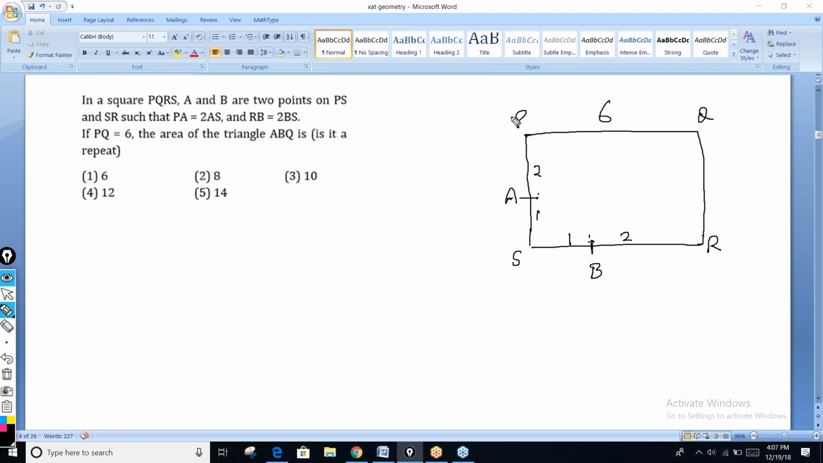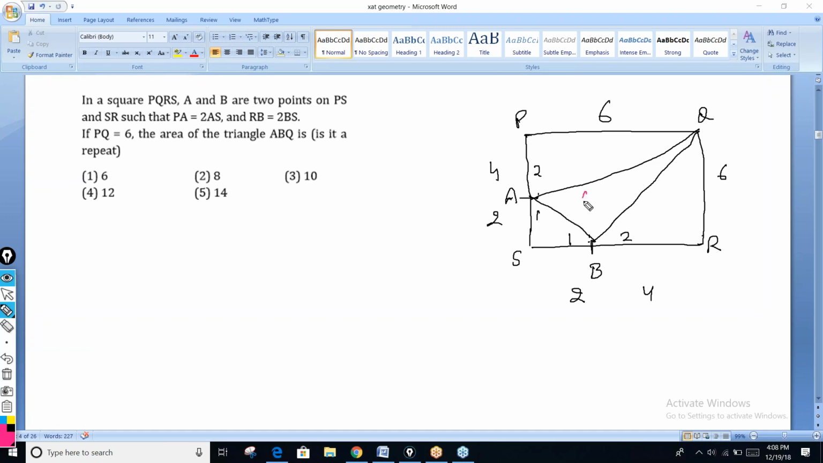PQ is 6, so all the sides are 6. This is also 6. This is also 6. So this is 1:2. So I can say SB is 2 and BR is 4. This is 2 and this is 4. The area of the triangle ABQ. We need to find the area of this triangle.